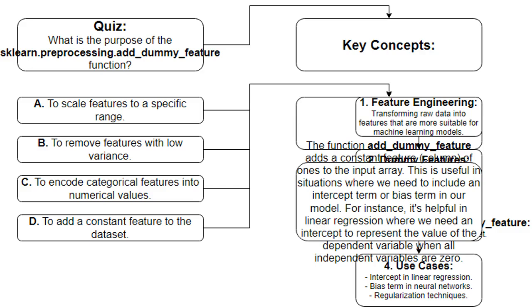To scale features to a specific range. False. Scaling features to a specific range is typically achieved using functions like sklearn.preprocessing.MinMaxScaler or sklearn.preprocessing.StandardScaler, not sklearn.preprocessing.add_dummy_feature.